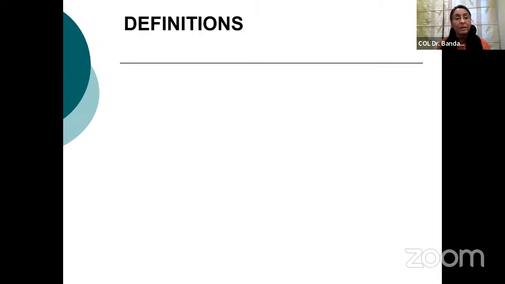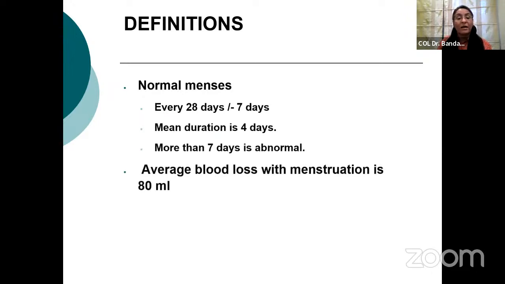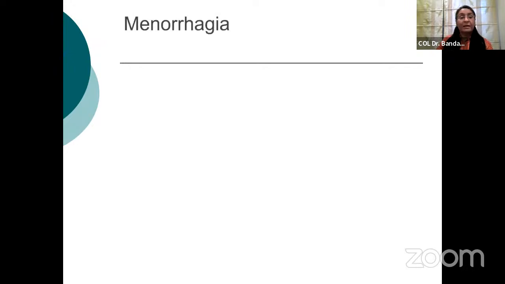In a normal menstrual cycle, we have a cycle which occurs every 21 to 28 days, lasts for 7 days. The mean duration is about 4 days. Anything more than 7 days is abnormal. The average blood loss during menstruation is about 80 ml. This is normal.